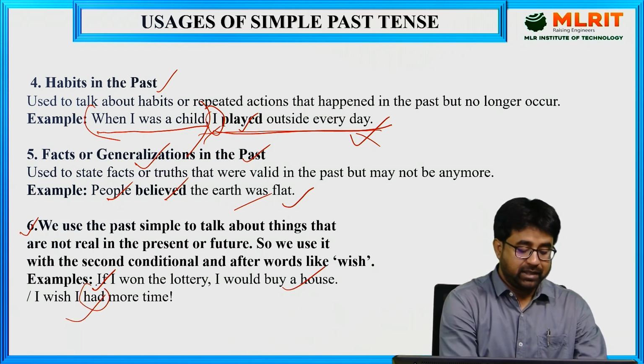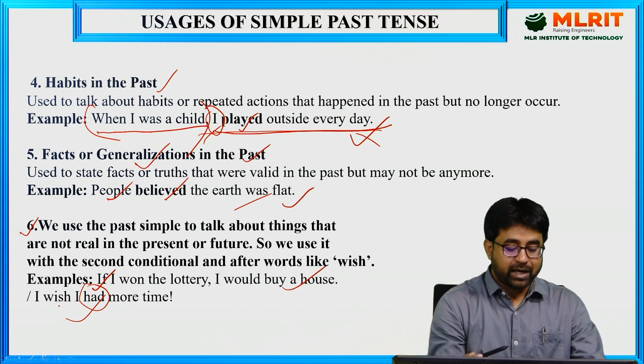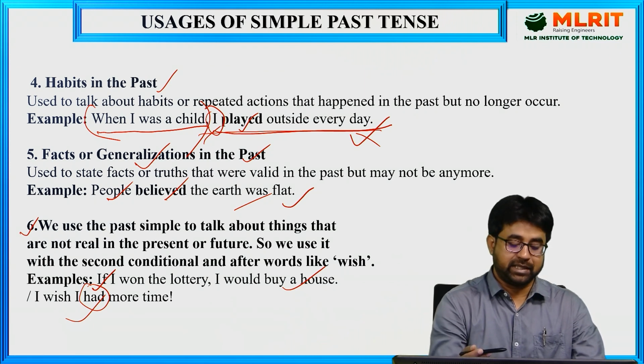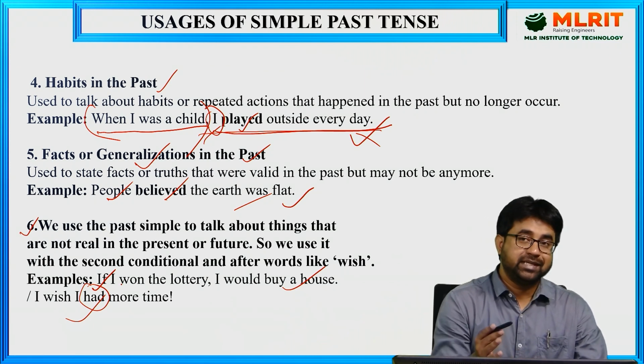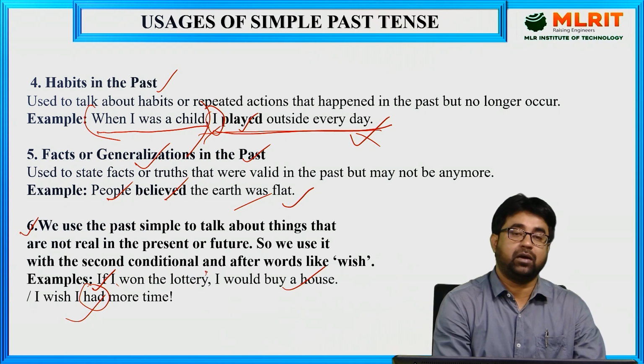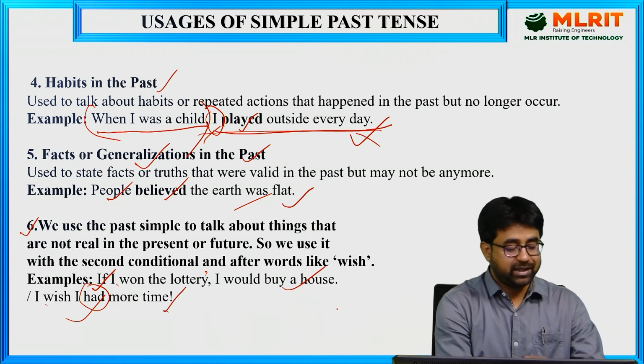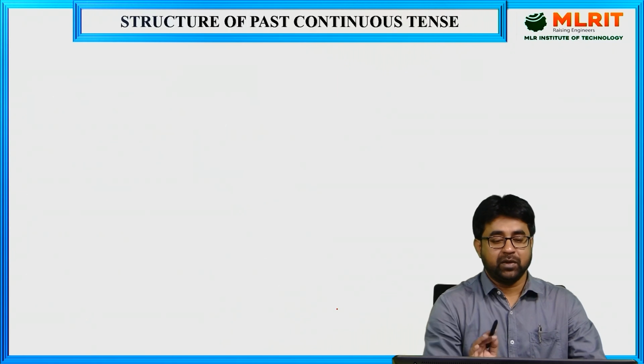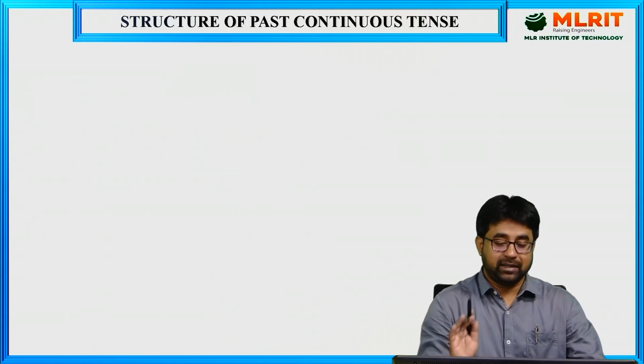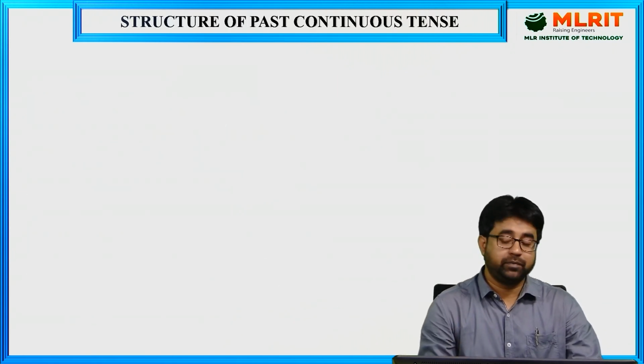So you can see, these are all situations which are not real in the present. Okay. So that's why I'm using simple past tense. If I won the lottery, I wish I had more time. Which tense am I using? Simple past tense. So I hope this is clear. These are the six major usages of simple past tense.